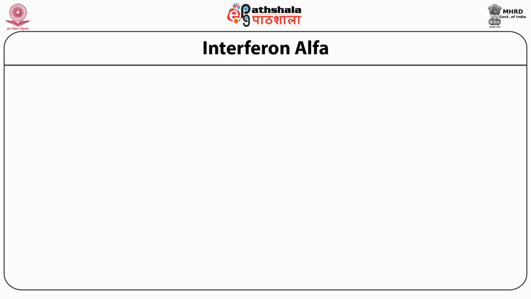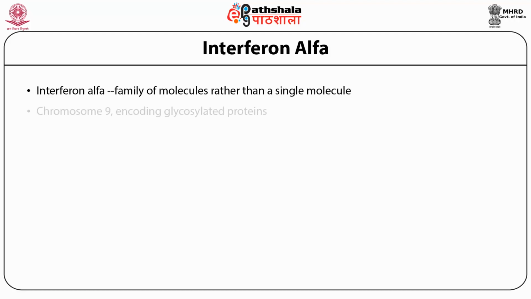Let's talk about interferon alpha. Interferon alpha is actually a family of molecules rather than a single molecule. Interferon alpha is encoded by closely related genes on chromosome 9, encoding proteins that are variably glycosylated. These are comprised of about 150 amino acids and they bind to certain receptors on the surface of immune cells. Interferon alpha is known to have profound and diverse effects on gene expression.